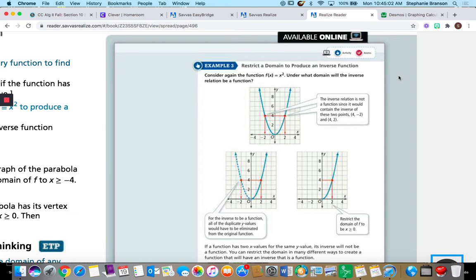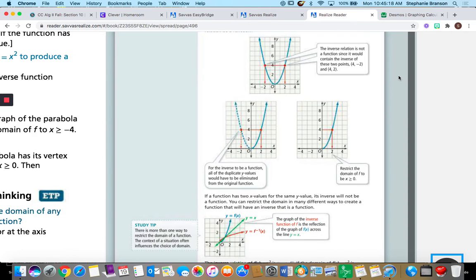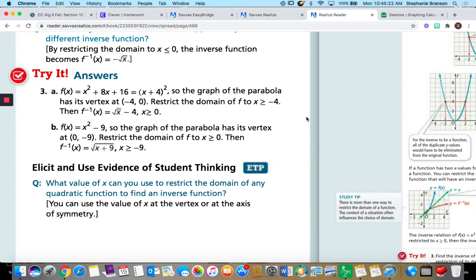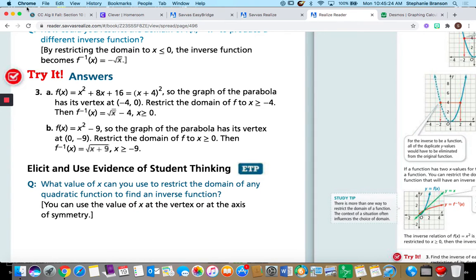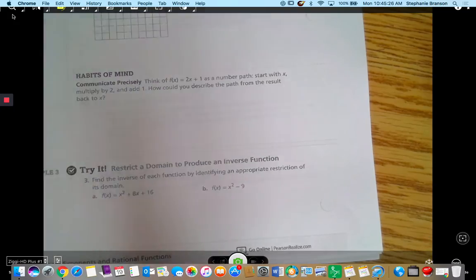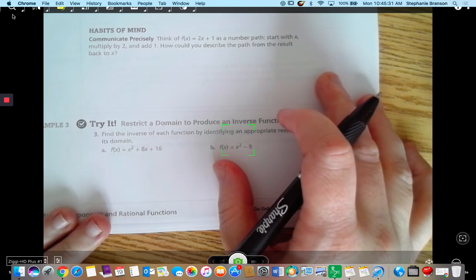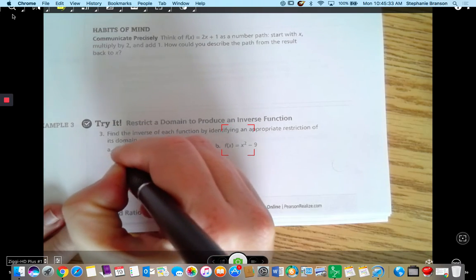Now example 3 talks about finding the inverse of each function by identifying an appropriate restriction of its domain. So we're just going to look at finding our inverse of this. I'm not going to be worried about restricting our domain. We're going to find our inverse though. I'm just trying to focus on things I know will be on your test.